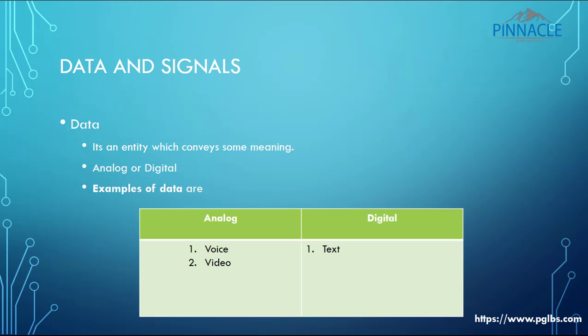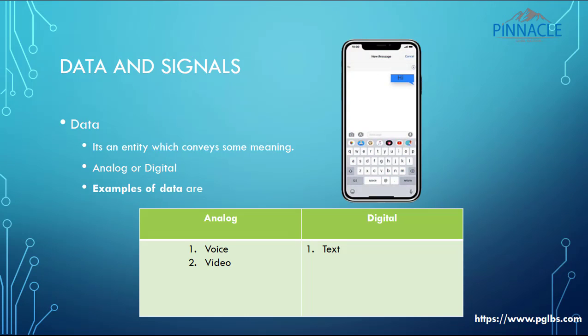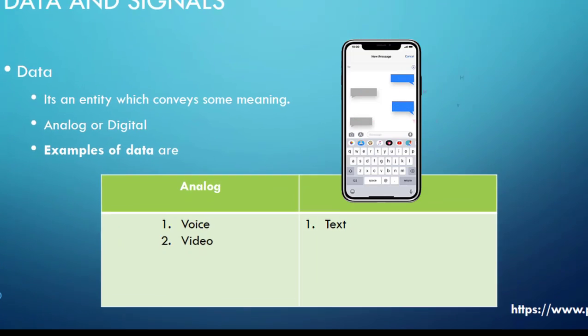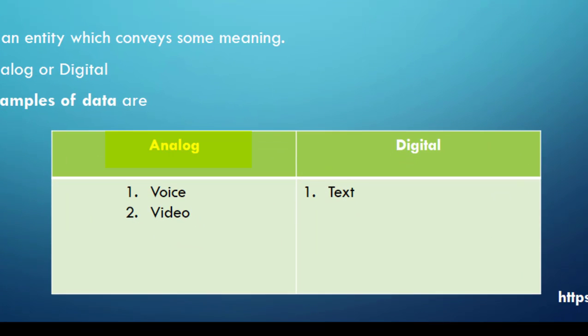Before we understand what analog and digital data are, let us understand the meaning of data. We all know what data is. Data is an entity which conveys some meaning. For example, if I want to send a message from one mobile to another mobile using an SMS, I am going to send a 10-digit mobile number, and that becomes data. Now data can be of two types: either analog data or digital data. Analog data could be your voice data or video data, and digital data could be your text data.